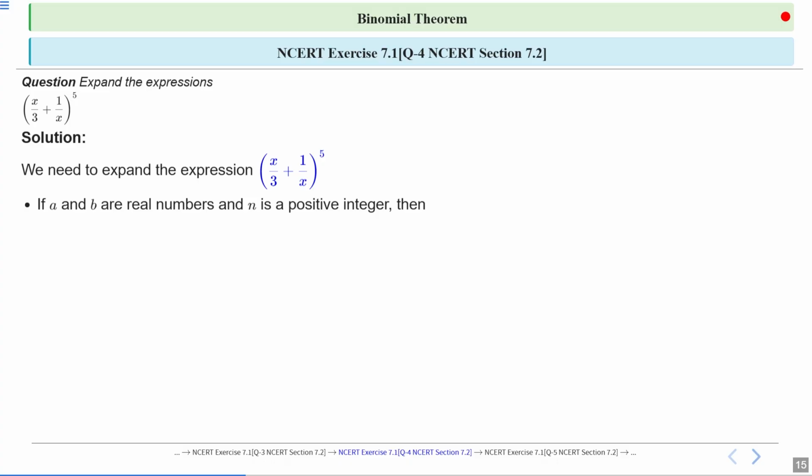If a and b are real numbers and n is a positive integer, then (a + b)^n is nC0 a^n + nC1 a^(n−1) b + ... + nCn b^n, where nCr is n factorial upon r factorial times (n − r) factorial for 0 ≤ r ≤ n.